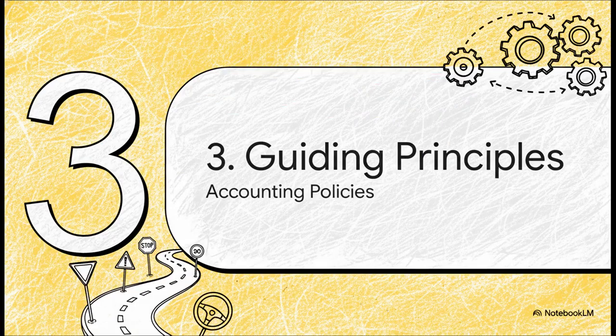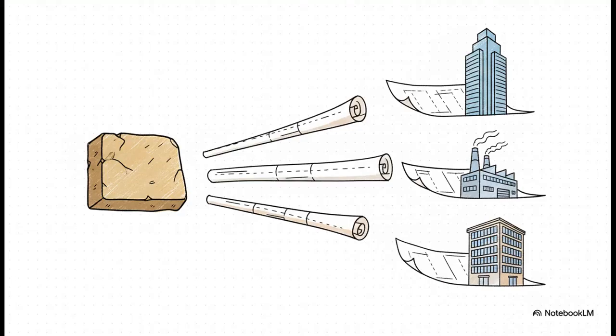Fixing errors is all reactive, right? It's cleaning up a mess. But good accounting, that's proactive. It's about setting up a system of policies to stop the mistakes from happening in the first place. Kind of like setting the rules of the road before you even start driving. And this right here is a really crucial distinction to make. So you've got principles. Think of these as the universal laws of accounting. They apply to literally everyone. Then you have policies. And these are the specific ways a company decides to apply those rules inside their own business.